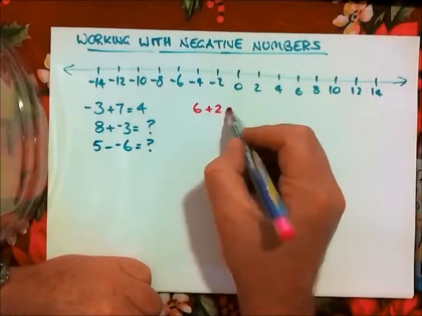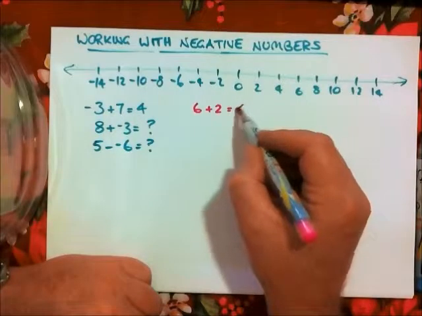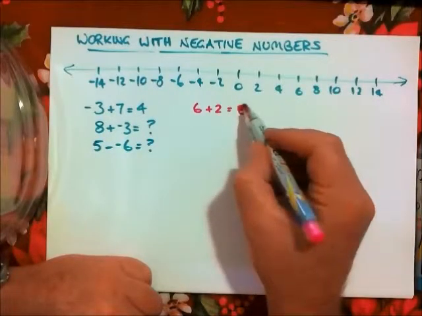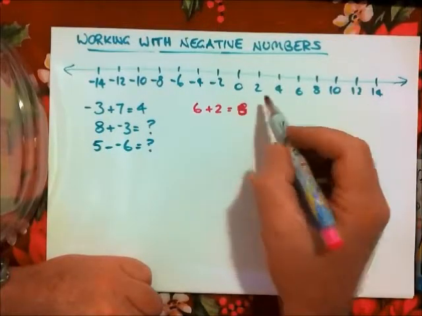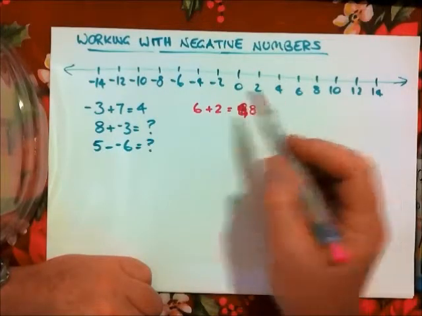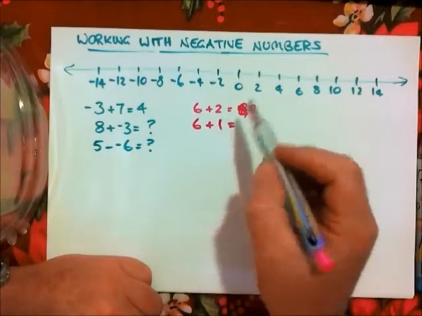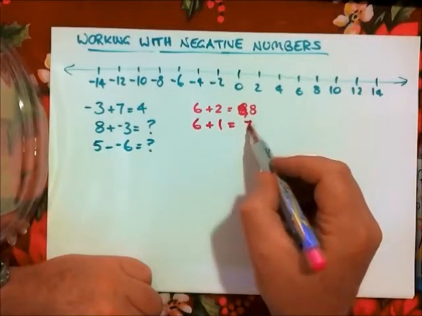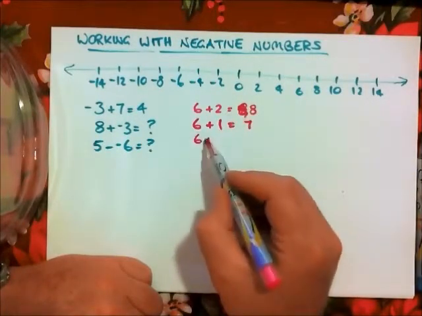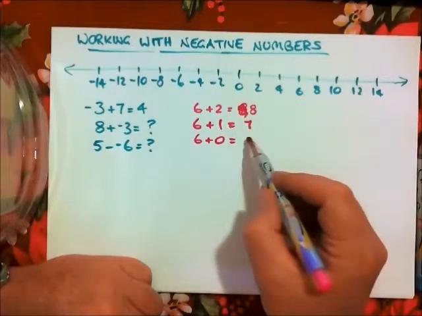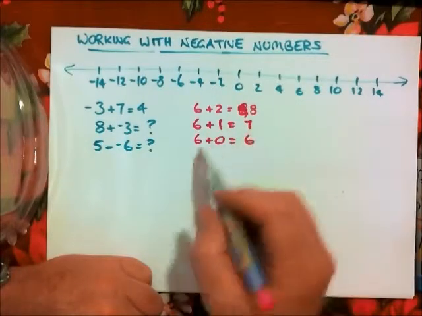So let's look at patterns to help us figure this out. I'm going to write a series of sums following a certain pattern. 6 plus 2 is 8. I'm going to drop that second number down by 1, and the answer drops down by 1. 6 plus 1 is 7. Drop that second number down 1, the answer drops down 1.